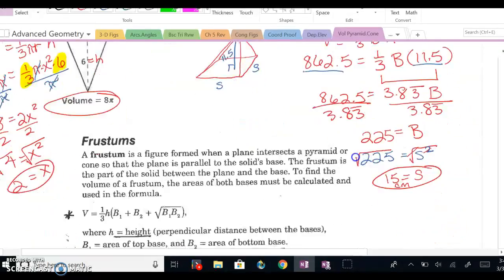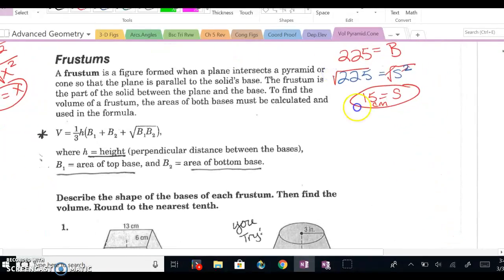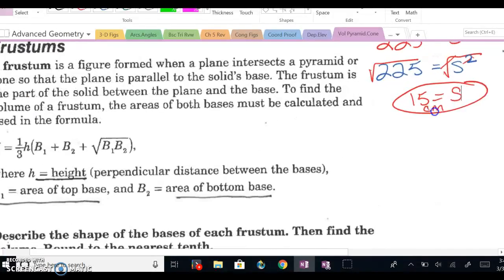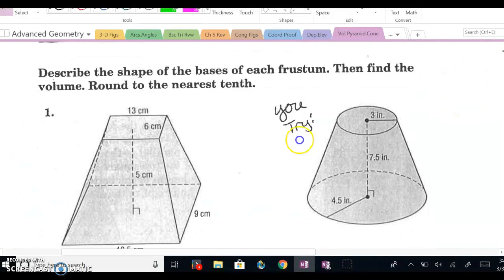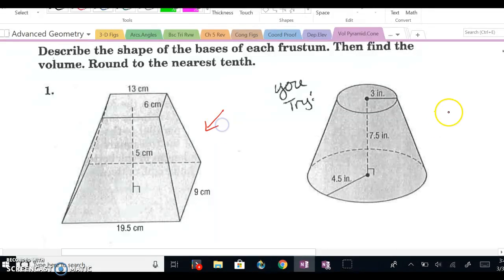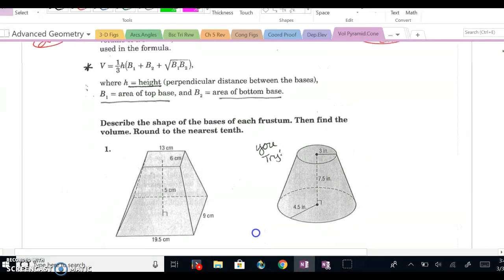Okay, the next thing is stepping it up a notch. We're talking about frustums. A frustum is basically when you have a cone or a pyramid or maybe even a prism, and you just chop off the top of it. So here I have a pyramid frustum and a cone frustum, and they're both just like a pyramid with its top cut off and a cone with its top cut off. And so there's a formula for frustums.